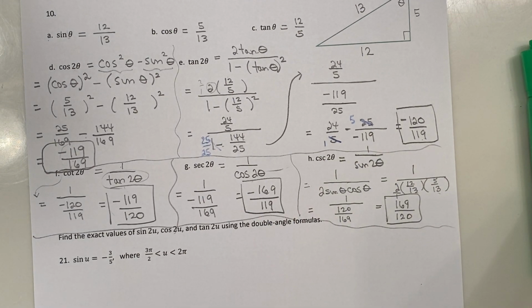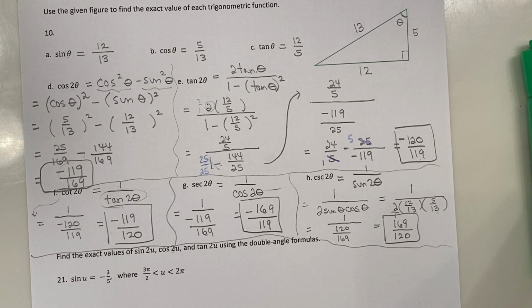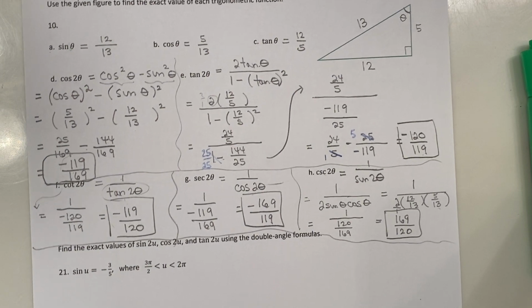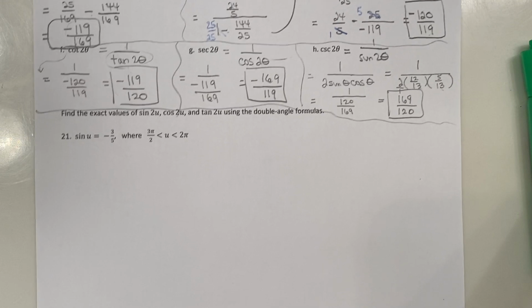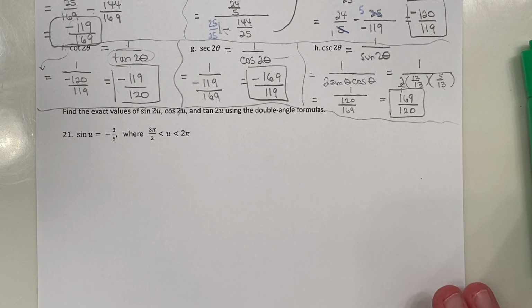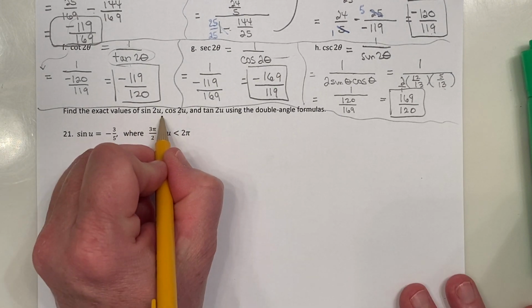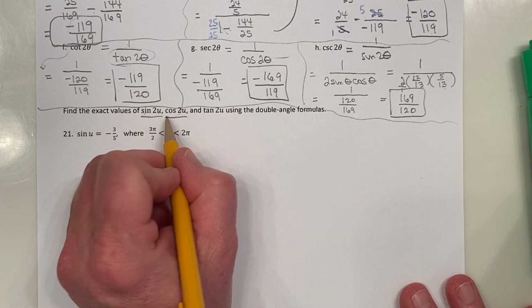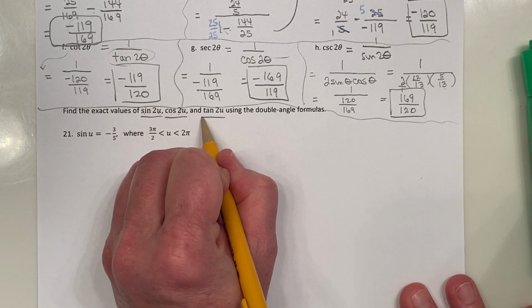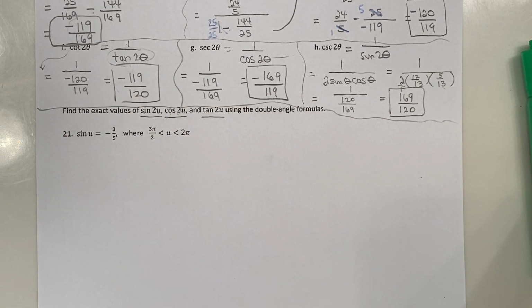Okay, so that's using the multiple angle, or specifically in this case, we're using double angles. We don't have a triple angle formula, but we do have the double angle formulas. All right, continuing in this section using multiple or double angle formulas, let's look at 21. So we're finding the exact values of sine 2u, cosine 2u, and tangent 2u. So we're going to have to use all three of the formulas.